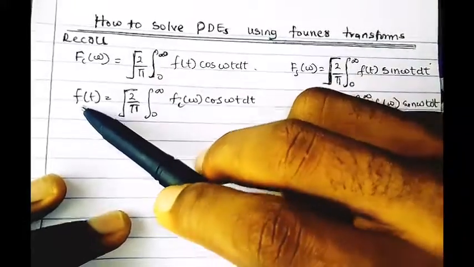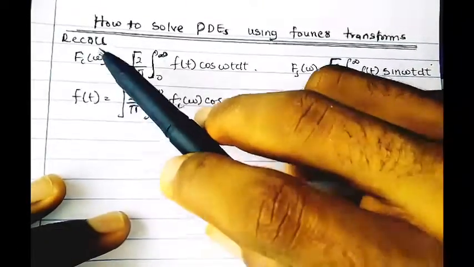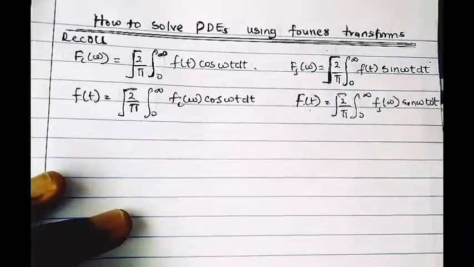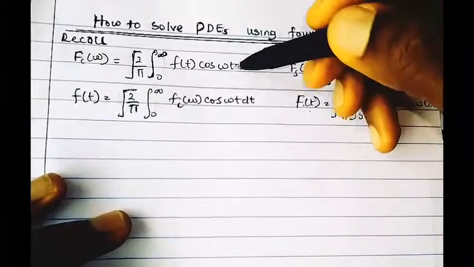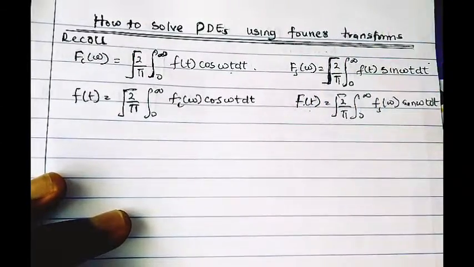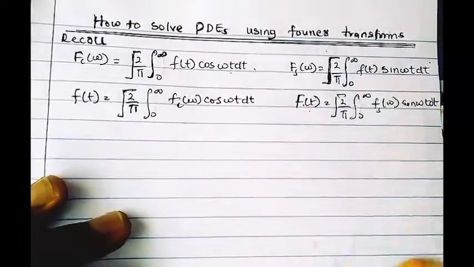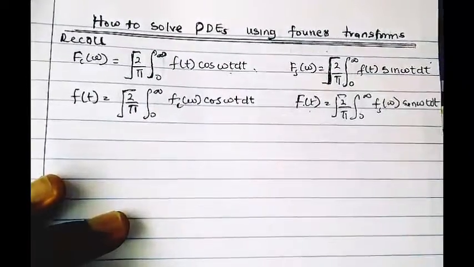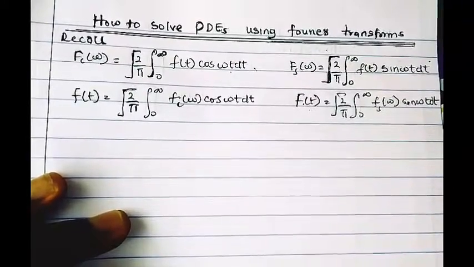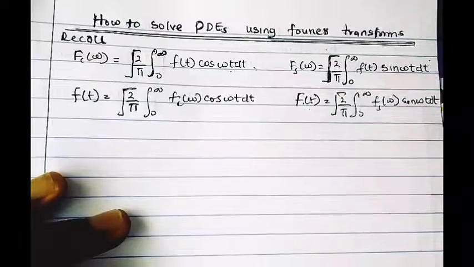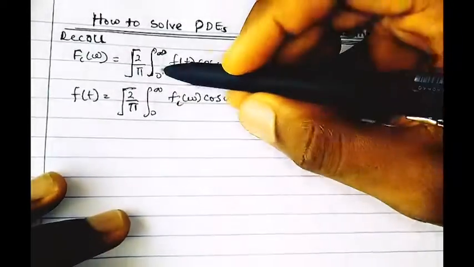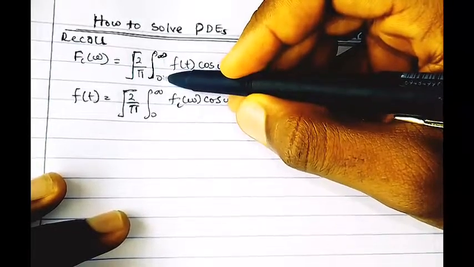In this case, this function of t is the inverse Fourier transform for your cosine formula, and this is the inverse Fourier transform for your sine formula. Now we're going to be expressing it as x, because the variable x is most common in our problems. We have two types of Fourier transform: finite Fourier transform and infinite Fourier transform. The one before us here is the infinite Fourier transform, because the limits go from 0 to infinity.